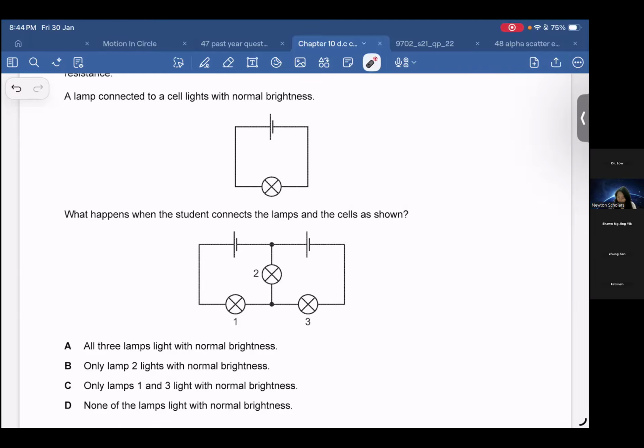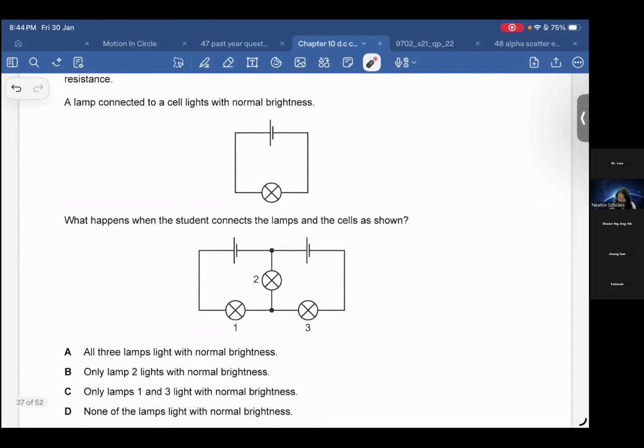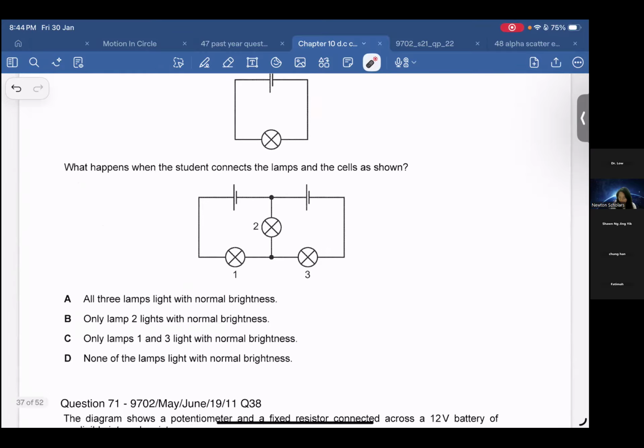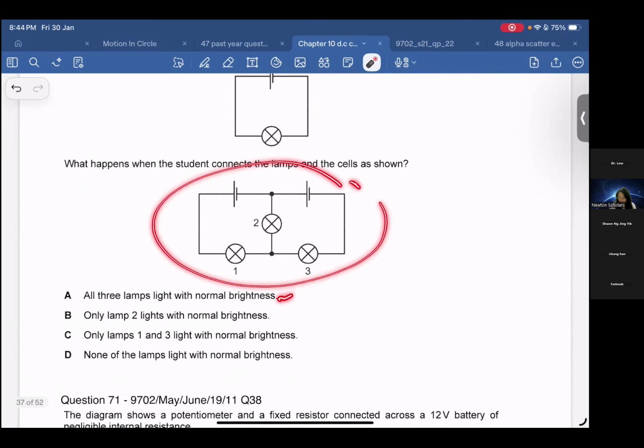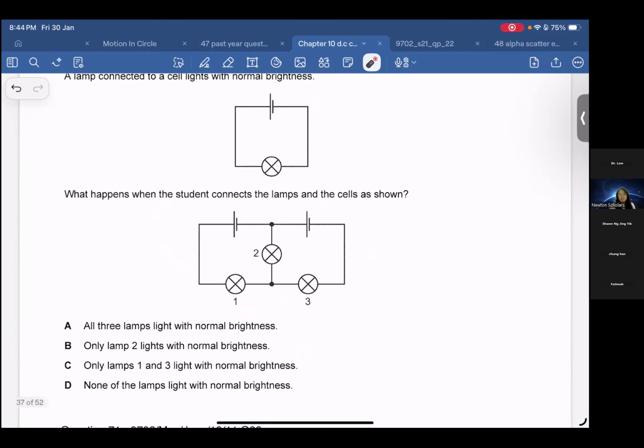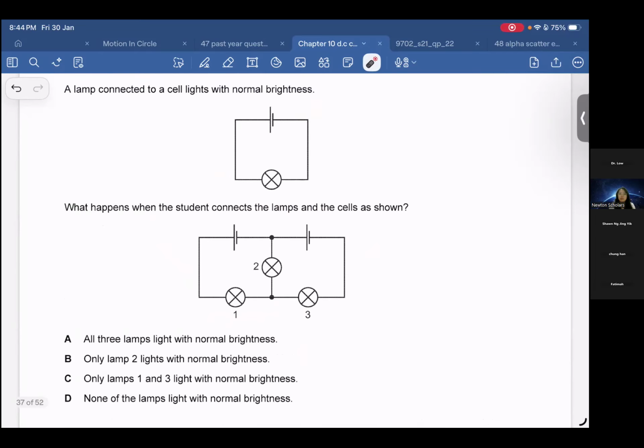Okay, boys and girls, we look at here. This one is normal brightness. So what happened? They connected in this way. So which one will be normal brightness? Normal brightness means that they will receive the same current as the single lamp here. Okay, let me check Fatima's answer, C. Fava also answered C.